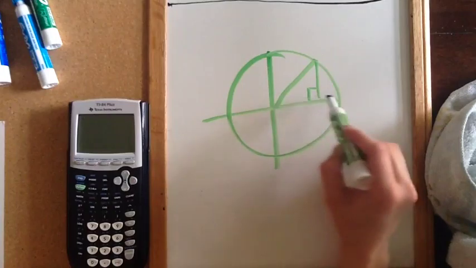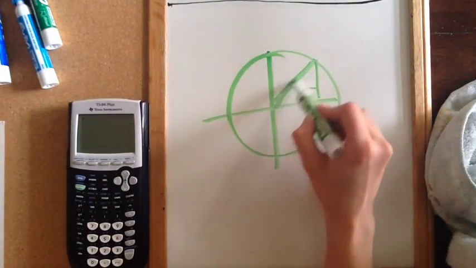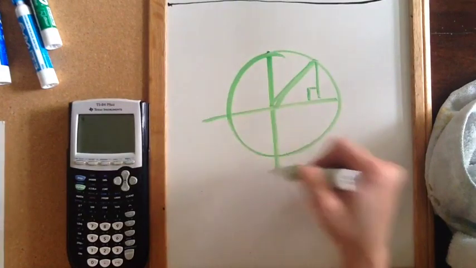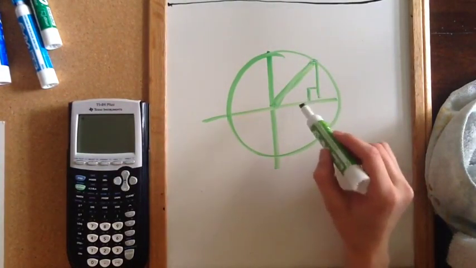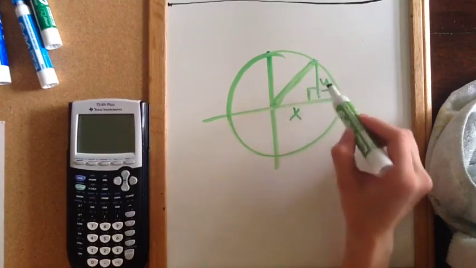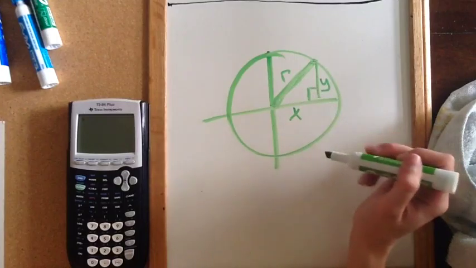So this is our right triangle that we have. This is our radius. That's also the radius, or this is our hypotenuse. That's also a radius of the circle. So if we look, this is our x value, this is our y value, and we're going to call this r for the radius since we're looking in terms of the circle.